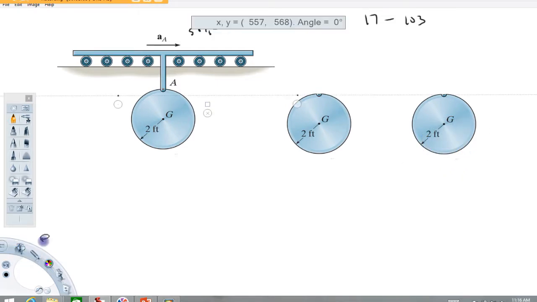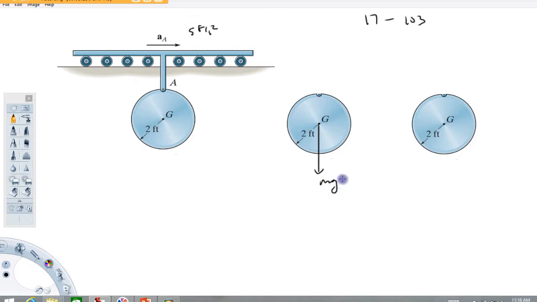Okay, so force vectors. Let's see. Gravitational force looks relevant in this problem. So we might put a force vector on that guy, mg down.